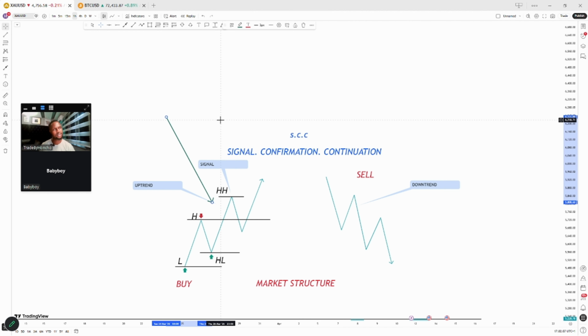Now, what we later have here is that the buyers were able to push the market higher than these sellers. So now we have a new high of the market, because this one is higher than this one. This was the previous high, which is the H. But now these buyers were able to create a new high, and this one is higher than this one. So we call this a higher high.